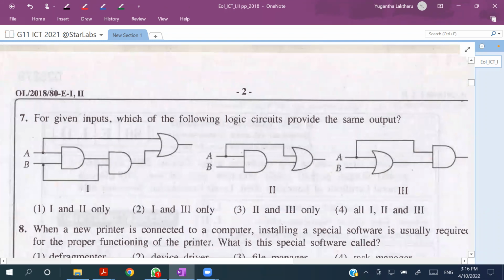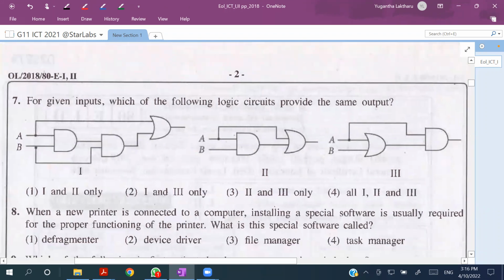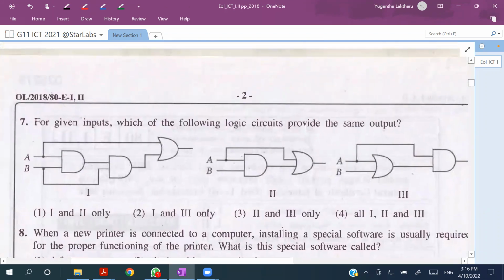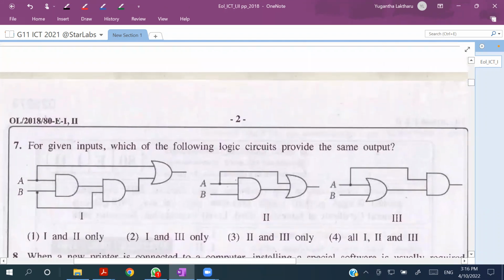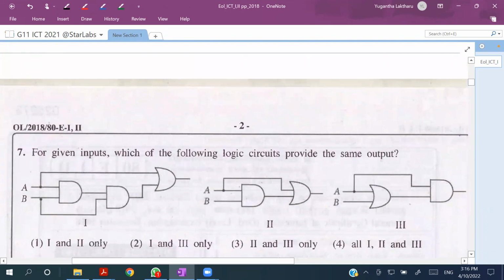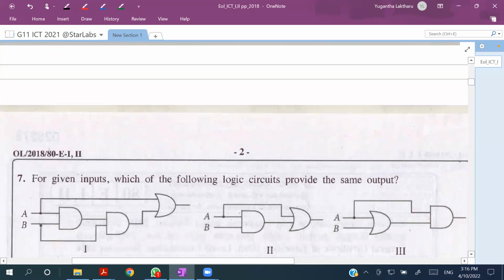Right. So the seventh. For given inputs, which of the following logic circuits provide the same output? Yeah. So in these kinds of things, we know how to do this now. We are going to figure out what should be the output. Then we have to draw the truth table for these things. So here, this is going to produce A dot B. Here we got B over here. So A dot B dot B, right? Here we are receiving A. So this will give you A plus A dot B dot B.